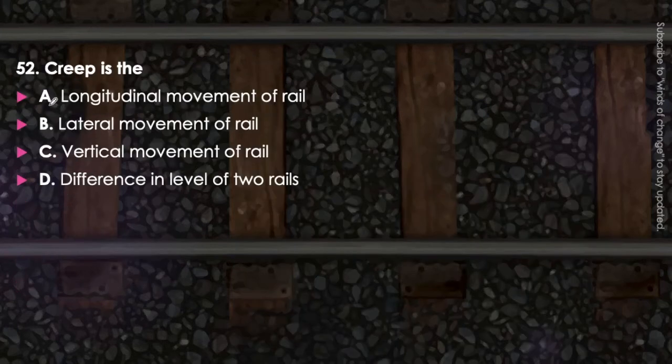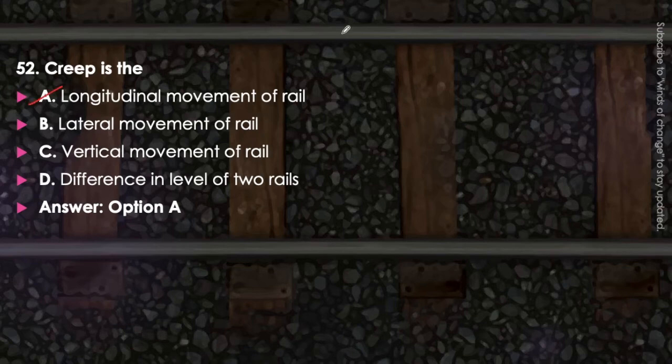Next question. Creep is the longitudinal movement of rail, lateral movement of rail, vertical movement of rail, or difference in the level of 2 rails. Think about it. We have already discussed the theories of creep in the revision video of railway engineering. Creep is the longitudinal movement of the rail, that is option A will be correct.